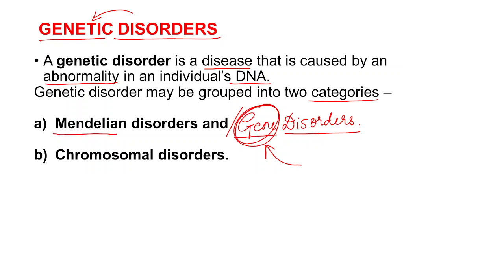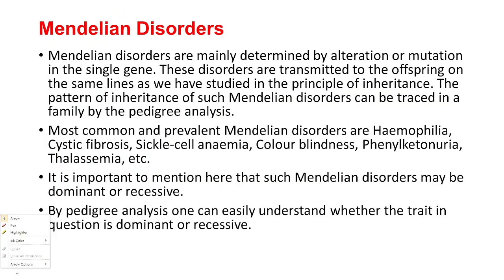And the next one, the chromosomal disorder. Chromosomal disorder means the abnormality will be seen in the complete chromosome. If the abnormality is seen in a complete chromosome, it is called a chromosomal disorder, and if an abnormality is seen in the gene, then they are called gene disorders or Mendelian disorders. So let us go through these one by one. Coming to the first one, Mendelian disorders.